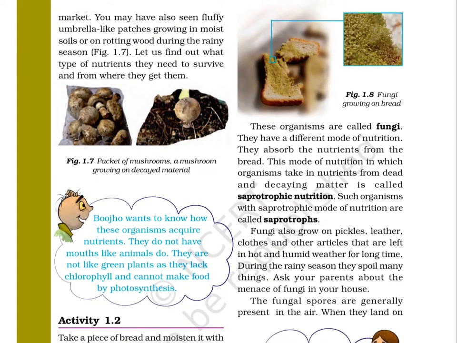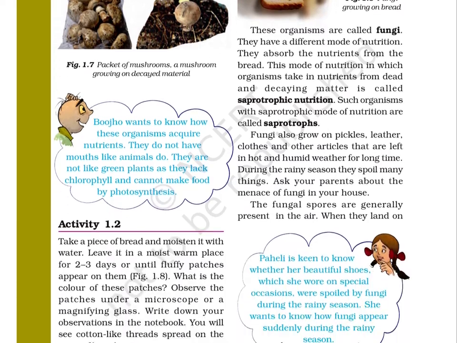Figure 1.8. Fungi growing on bread. These organisms are called fungi. They have a different mode of nutrition. They absorb the nutrients from the bread. This mode of nutrition, in which organisms take in nutrients from dead and decaying matter, is called saprotrophic nutrition. Such organisms with saprotrophic mode of nutrition are called saprotrophs.